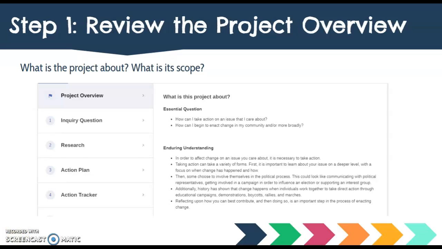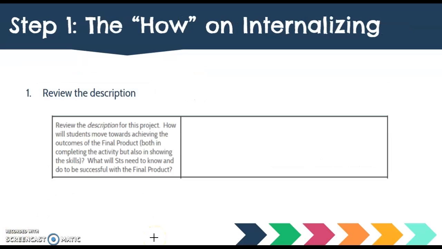So under the project overview, after you review the cognitive skills, the enduring understandings, and essential questions in the project, you'll move on to look at the review of the description of the project. On your internalization guide here, you will answer the questions: how will students move towards achieving the outcomes of the final product? And what will students need to know and do to be successful with the final product?